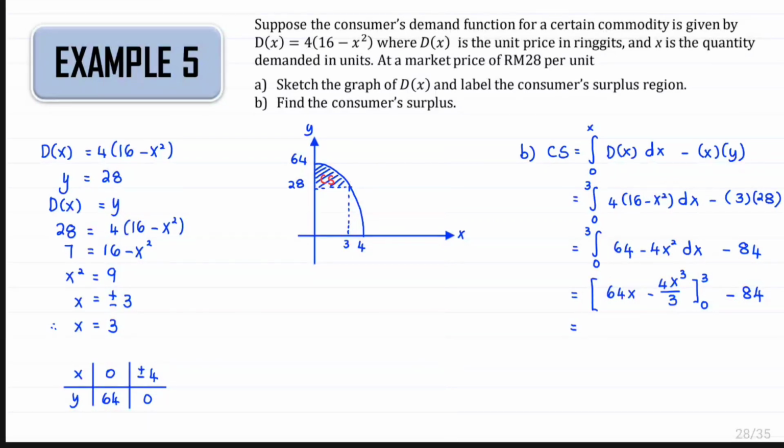Then we integrate, then minus 84. We substitute values 0 and 3. So 64 times 3 minus 0. Substituting 0 gives 0. Then minus 84. Then we solve, we get the answer 72. Then we conclude. Always put RM for consumer surplus.